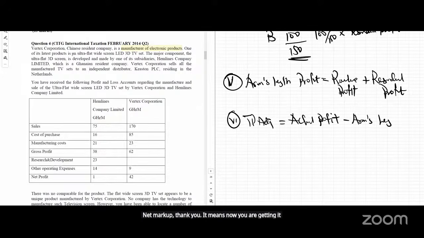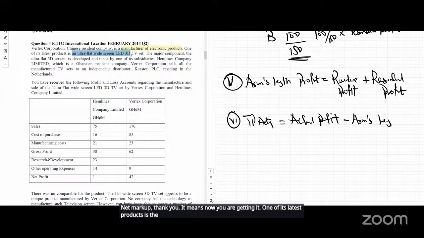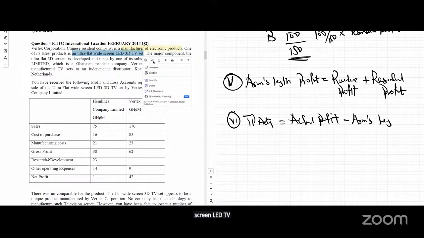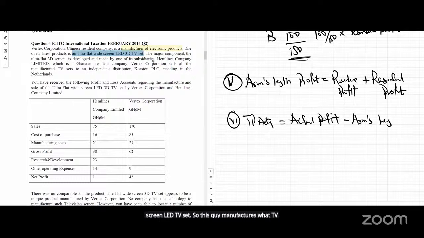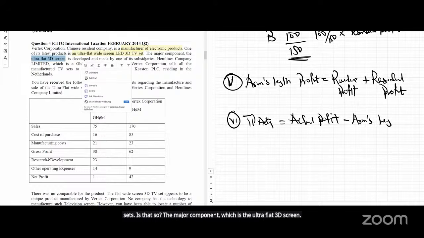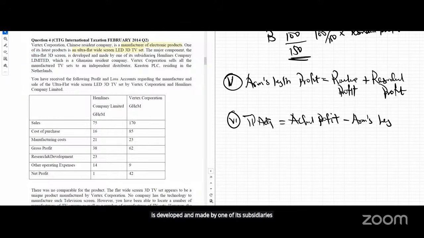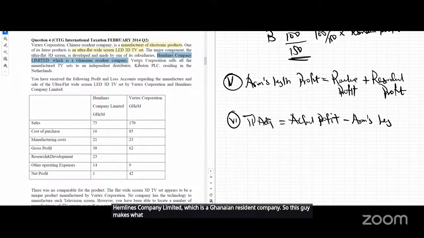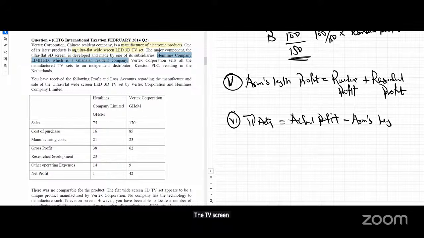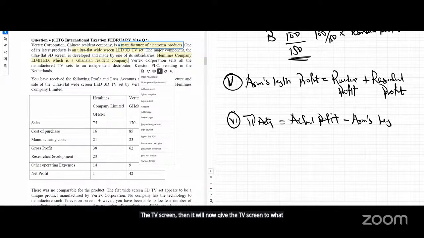One of its latest products is the ultra wide screen LED TV set. So this guy manufactures what? TV sets. The major component, which is the ultra flat 3D screen, is developed and made by one of its subsidiaries, Hemlines Company Limited, which is a Ghanaian resident company. So this guy makes the TV screen. Then it will give the TV screen to this guy, who now manufactures the TV set and resells to third parties.